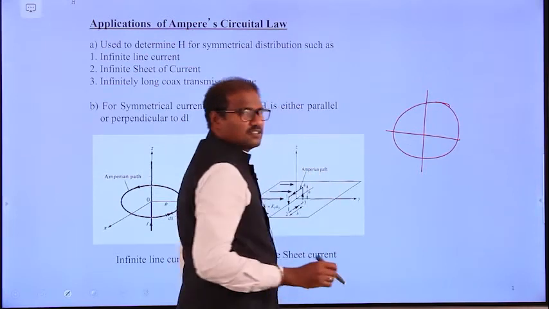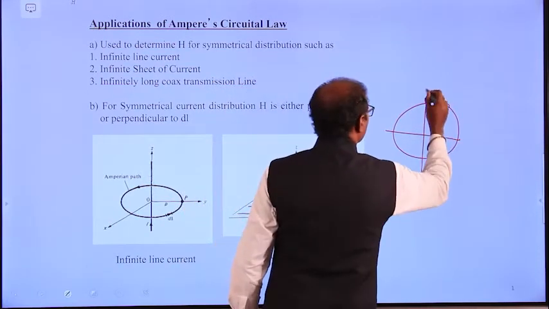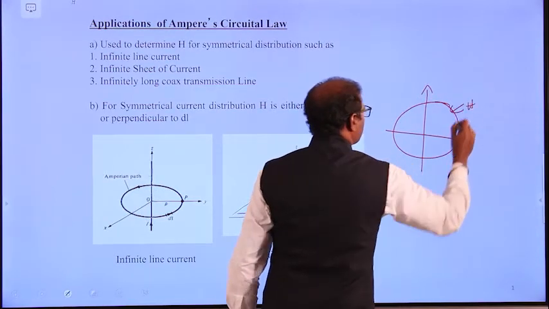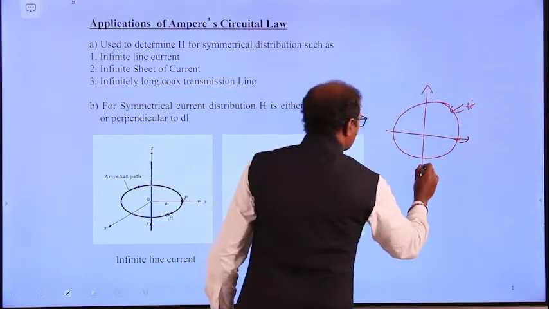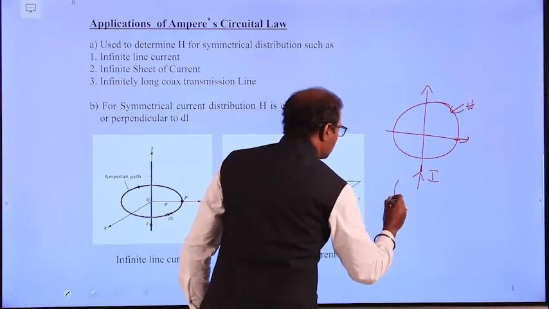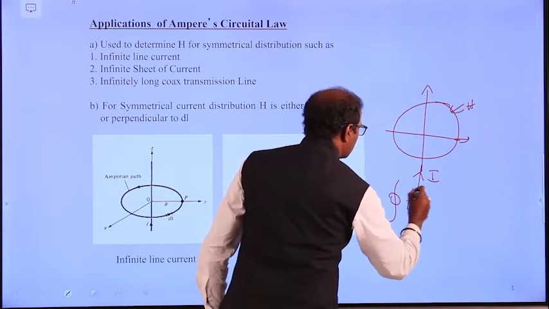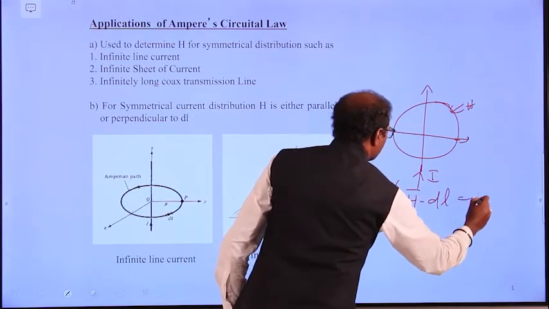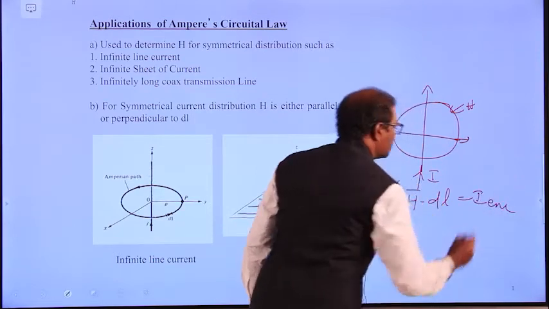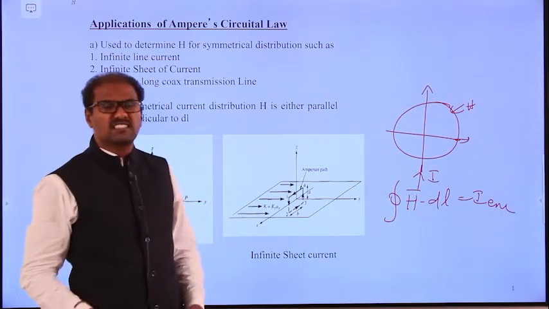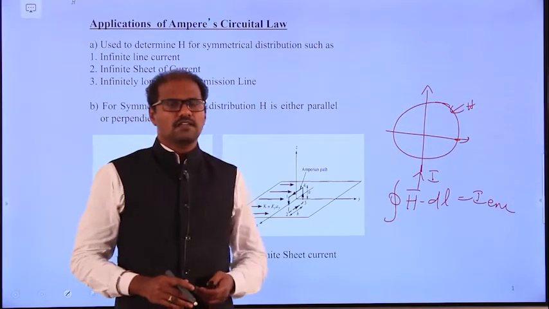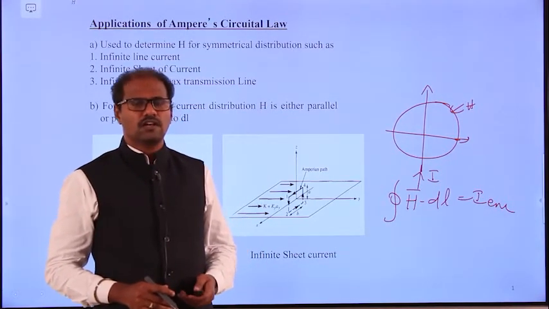The circulation of H will be equal to the current. The circulation of H, which we can call the magnetic field intensity, will be equal to the amount of current. So we can say the line integral over a closed loop of H dot dl equals I enclosed in the path. This is Ampere circuit law for symmetrical distributions.